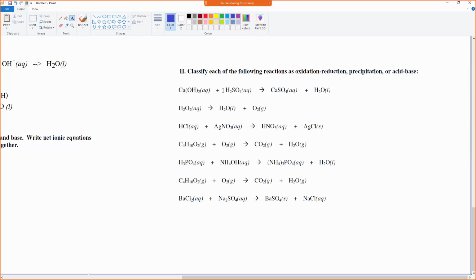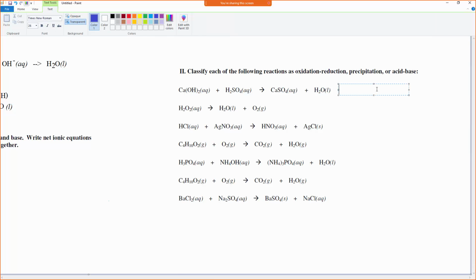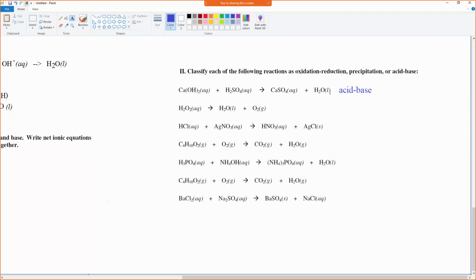So for this guy, would you classify this as an oxidation reduction, a precipitation, or an acid base? Sarah says acid base. Why do you think that that's an acid base reaction? Yeah, you have liquid water as a product. Now that can't be the only reason. To be an acid base reaction, you have to start with an acid and a base, right? So if we come back here, does it look like we have an acid and a base? We do, yeah. You see the OH in the calcium hydroxide and the H in the sulfuric acid, and those things combined to make your water.